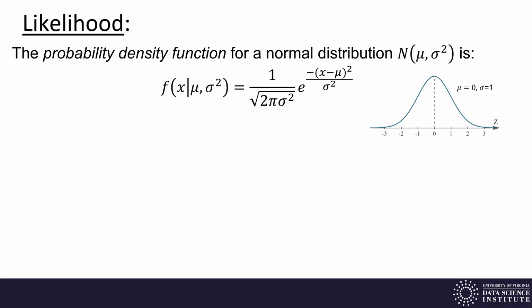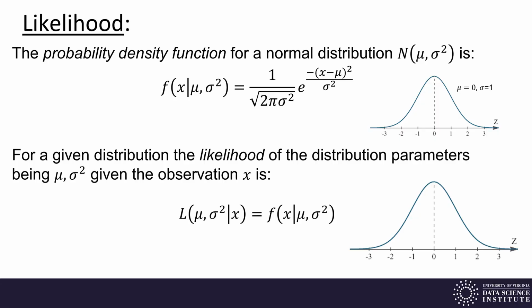This should be a familiar formula. This is the formula for the probability density function for a normal distribution whose mean is mu and whose standard deviation is sigma. And there's a plot in the case of mean 0, standard deviation 1. Now, the likelihood function is given by the same formula as the probability density function.